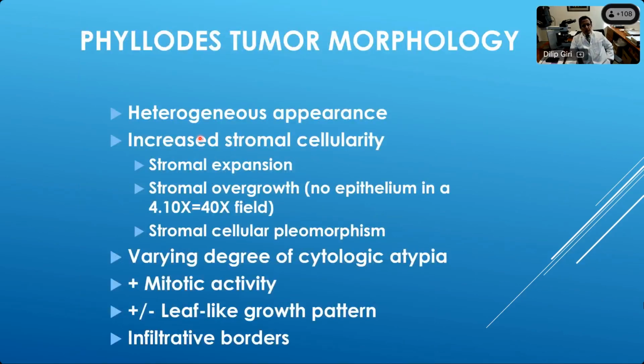So heterogeneous appearance, increased stromal cellularity, stromal expansion, stromal overgrowth, no epithelial elements within your low power field or 4x objective with a 10x eyepiece to give a total magnification of 40. That is how we define presence of stromal overgrowth. Varying degrees of cytologic atypia, presence of mitotic activity, leaf-like growth pattern and infiltrative borders. So these encapsulate the features of Phyllodes tumor in contrast to what we saw in the fibroadenoma.